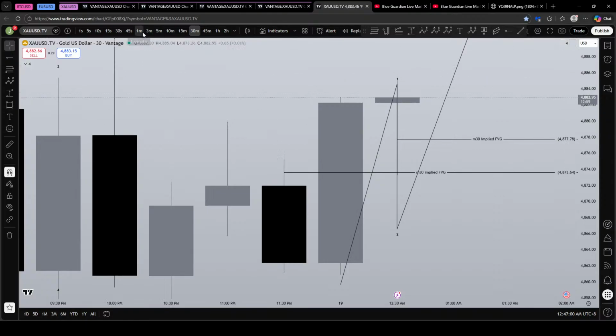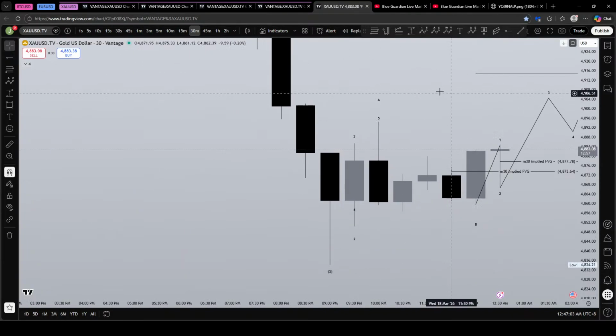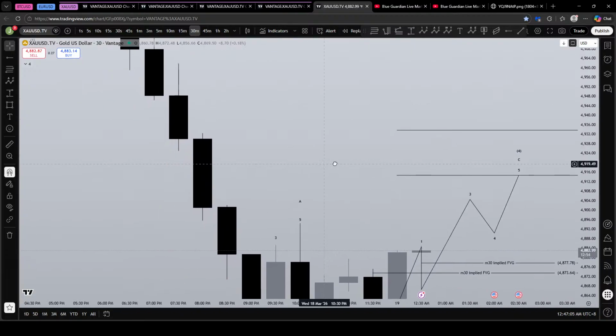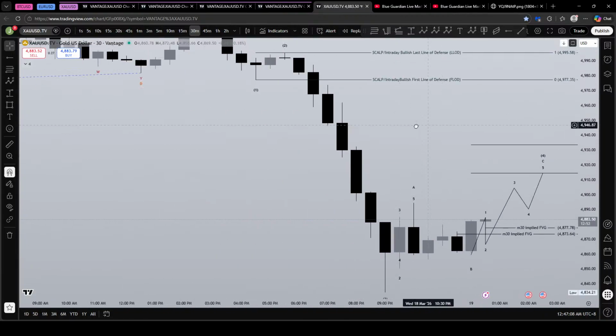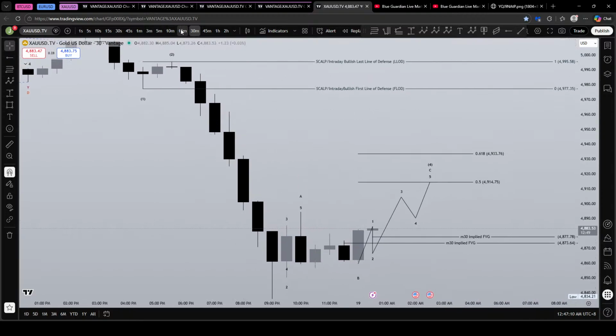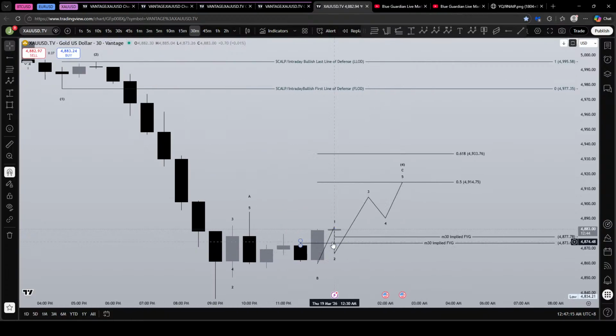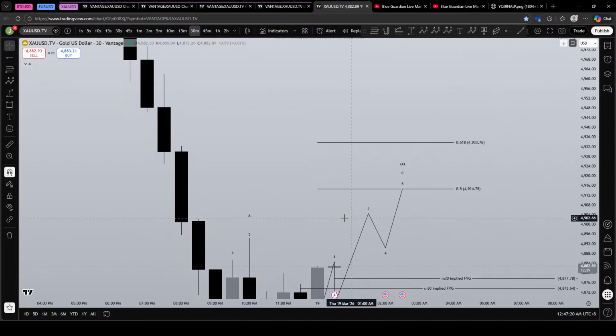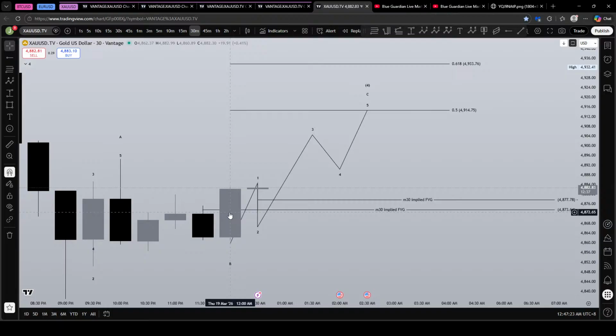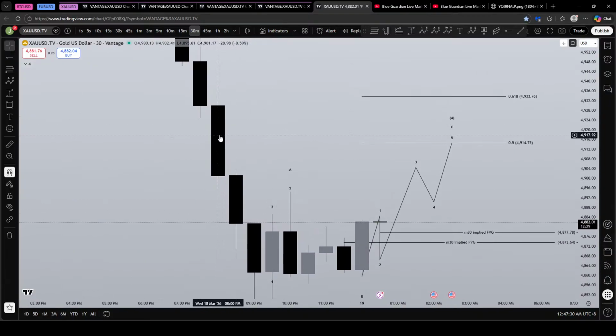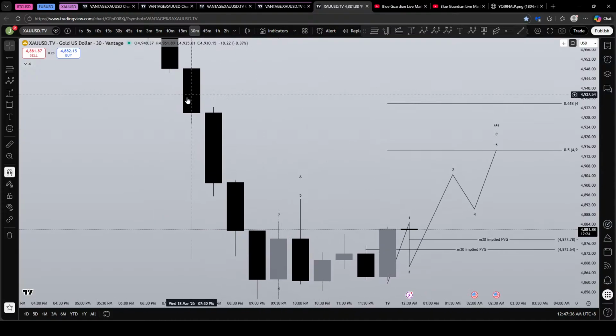Now going back to the other possible target for my wave 4 here, all I have to do is scan the lower time frame to see if there's any bearish implied fair value gap. By the way, the bullishness or the bearishness of an implied fair value gap depends on the middle candle. If the middle candle is a large bullish candle, it's a bullish implied fair value gap. But if the middle candle is a large bearish candle, we call it a bearish implied fair value gap.